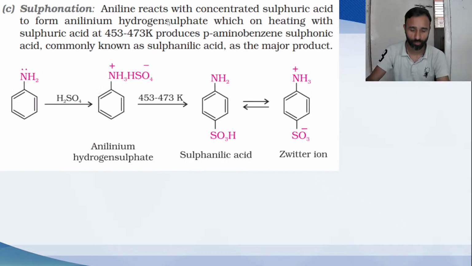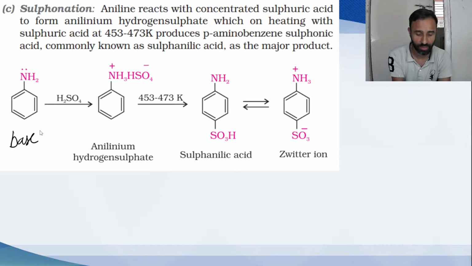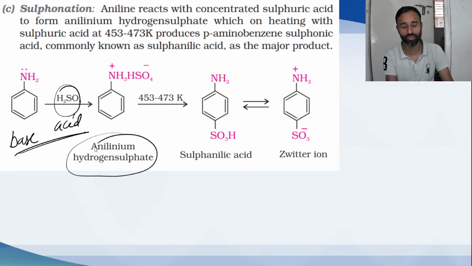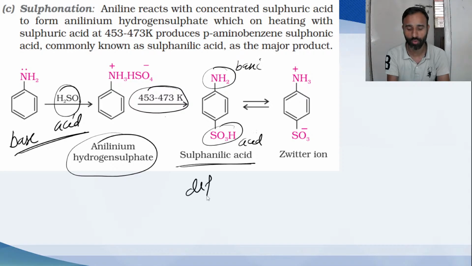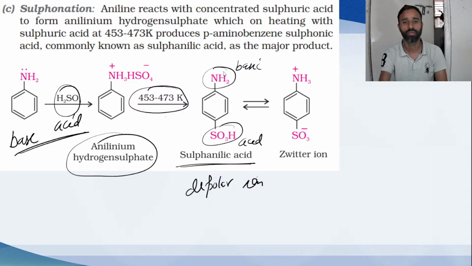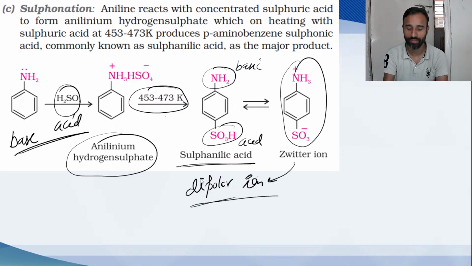Sulfonation. You know aniline is a base and H2SO4 is an acid, so first an acid-base reaction takes place. We get anilinium hydrogen sulfate, and then on heating at 453 to 473 K, we get sulfanilic acid. This is a basic group and this is an acidic group. One of the H+ from SO3H is attached to NH2, so we get this zwitterion, or we call it a dipolar ion, sulfanilic acid.